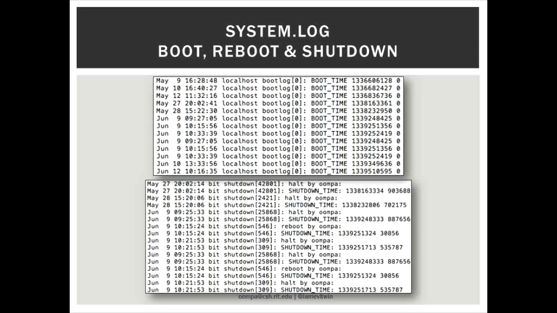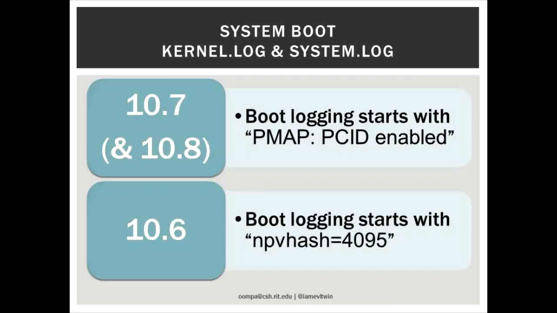And in the screenshot below, we can see when the system was shut down and by whom. So if we do a search for just the term shutdown, we can see the shutdown time, which looks very similar to the boot time. We can see who shut it down. So halt by oompa means it was shut down by the user oompa. We can also see the term reboot by oompa. So that means it's going right into a reboot.